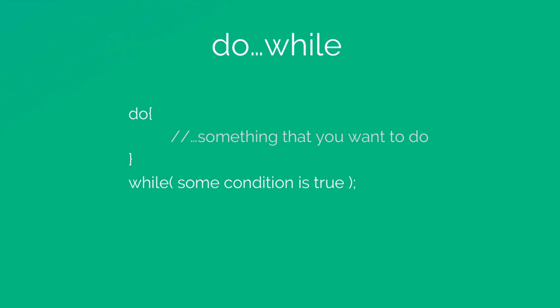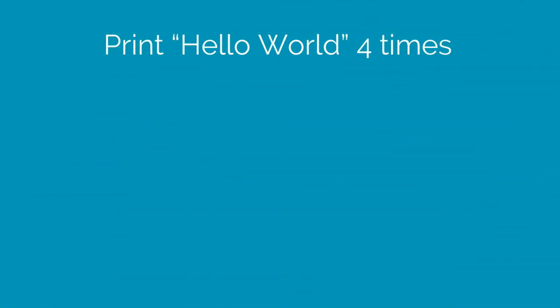So let's take an example of the do while loop and understand that better. Let's say you want to print hello world 4 times. The code for the do while loop would look something like this. You write a do, then you open and close the curly braces, which forms the body of the do, and inside that you write whatever code you want to run multiple times.